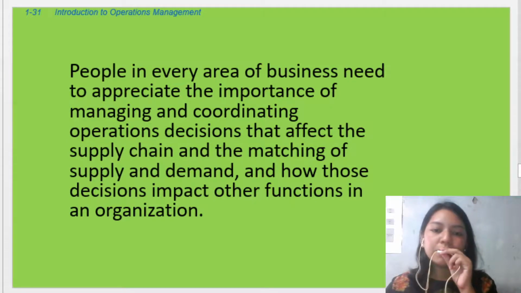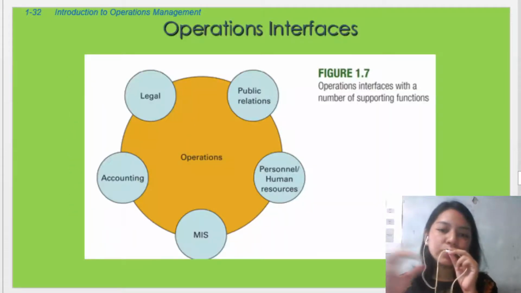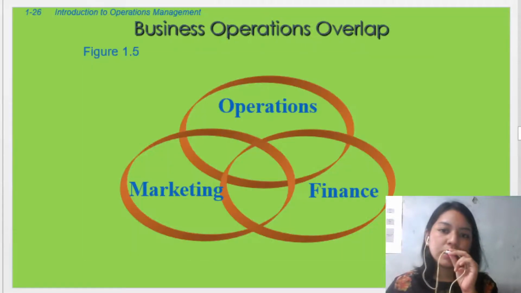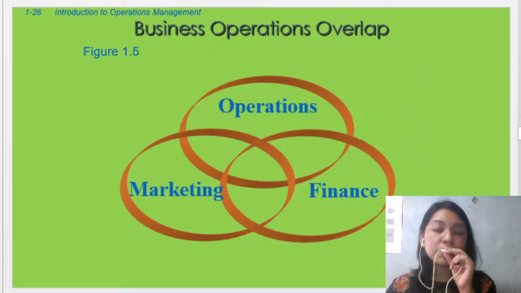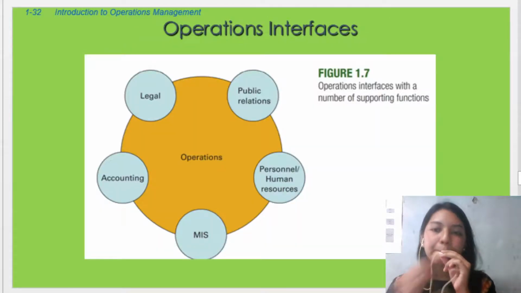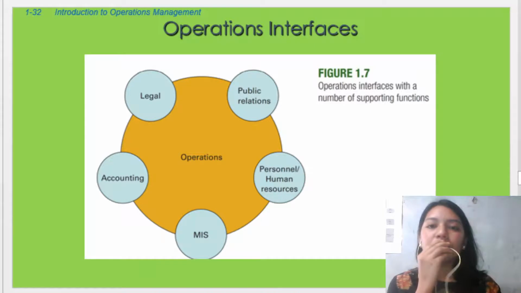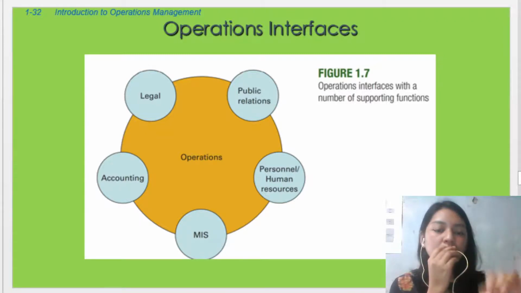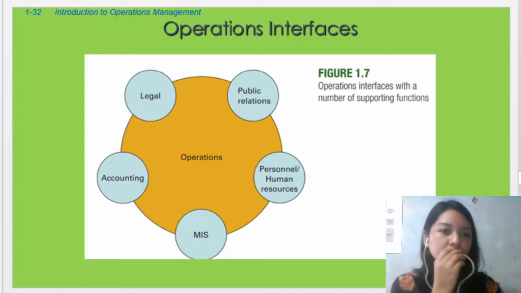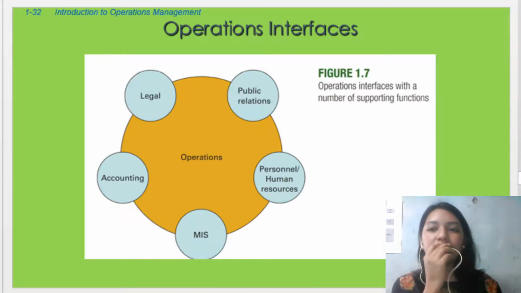Now, aside from finance, the three basic business functions of the organization, there are other supporting functions. We call them supporting functions. They are not just basic functions. The basic functions are marketing, finance, and operations. These 1, 2, 3, 4, 5 are supporting functions for the operations. Now, let's take a look at them one by one.